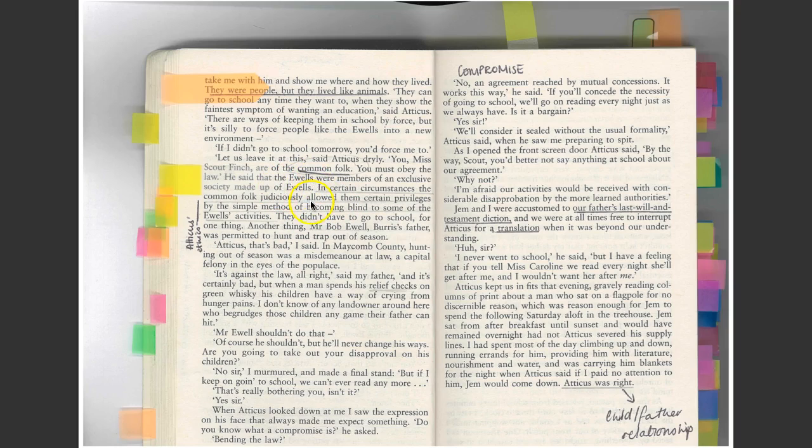For example, the Ewell family are breaking the law by shooting animals and catching prey, and I think they're not supposed to use hunting and trapping outside of the season. But Atticus has said, I'm hardly going to punish the children or take away their food when their father is using his relief checks on green whiskey, and his kids are crying because they're starving. He's not going to deny them the ability to hunt and trap outside of season. Basically, you need a compromise, and also you need to be empathetic to where they're coming from. He's saying those poor children don't deserve to suffer just because their father is the way he is.